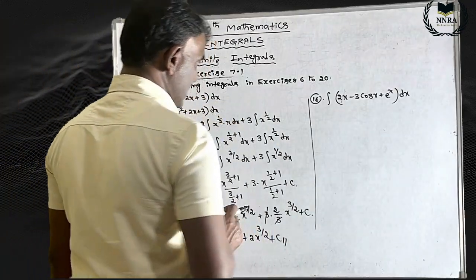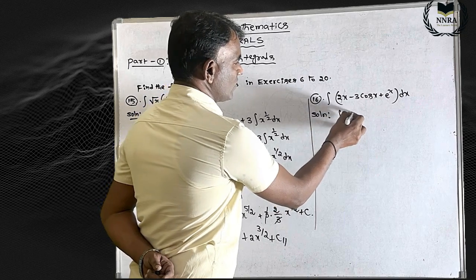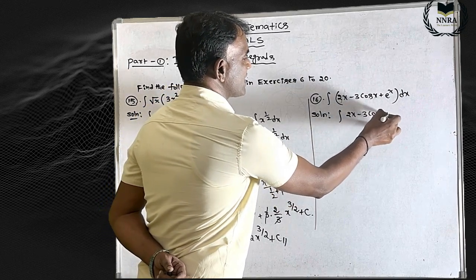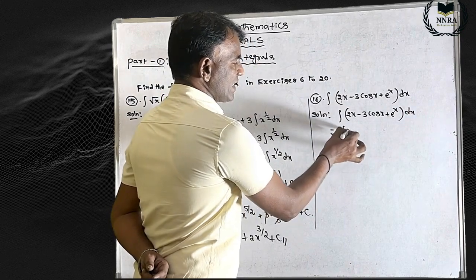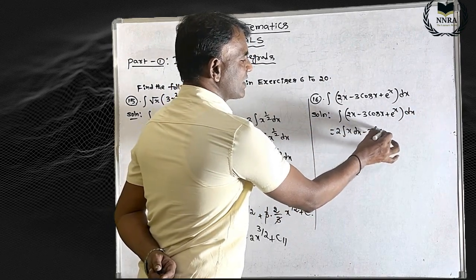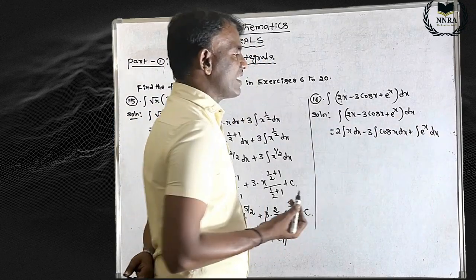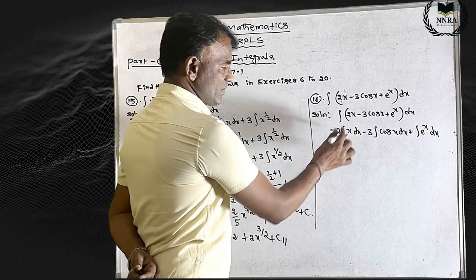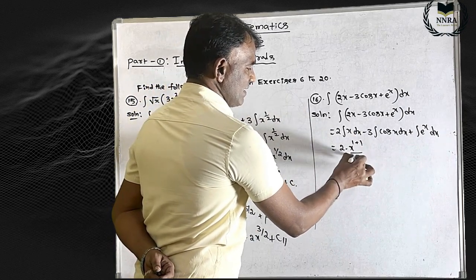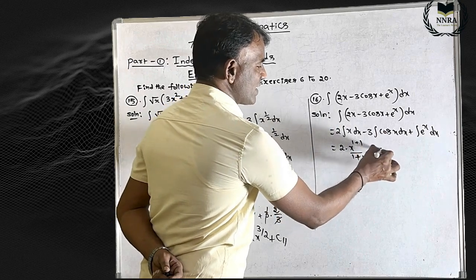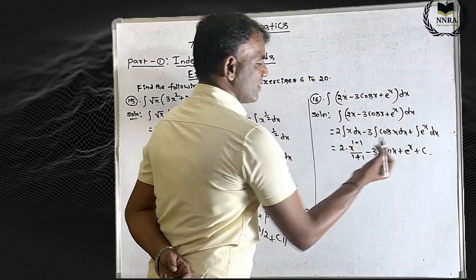Okay, now question number 16. So integral of 2x minus 3 cos x plus e power x into dx, right? And now 2 into integral x dx, 3 into integral cos x into dx, and integral e power x into dx. All are standard formulas only, na? So x means x power 1. So that is x power n plus 1 by n plus 1, right? And minus 3 into integral cos x dx is sin x. And what is integral e power x dx? That is e power x, then constant.